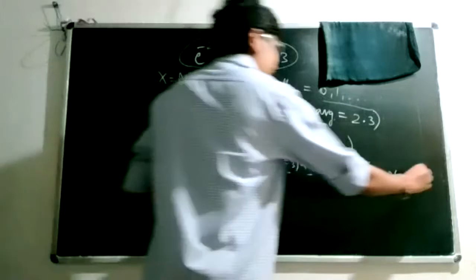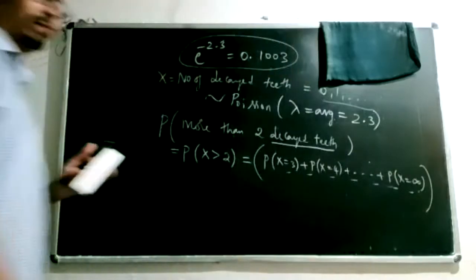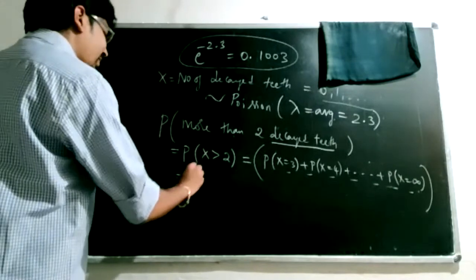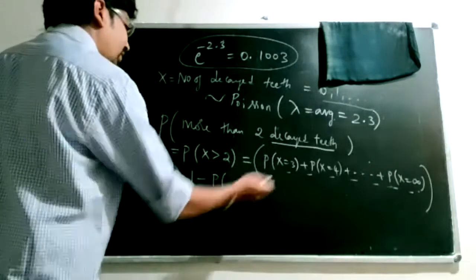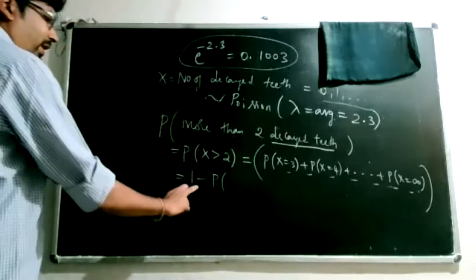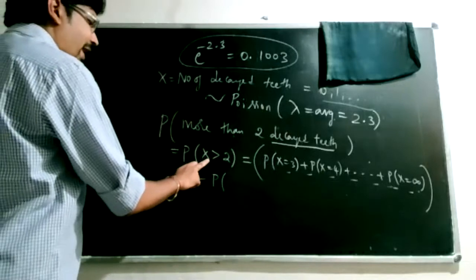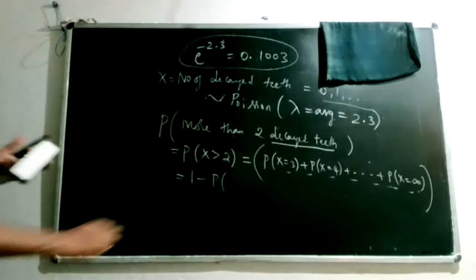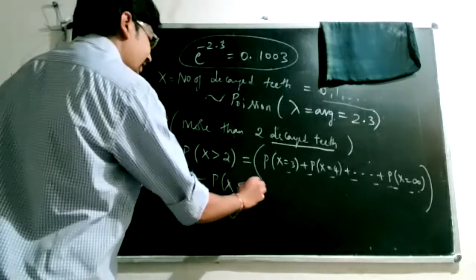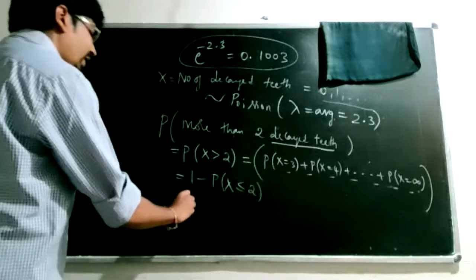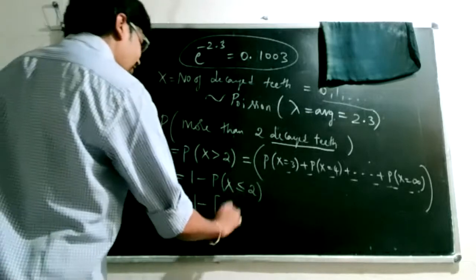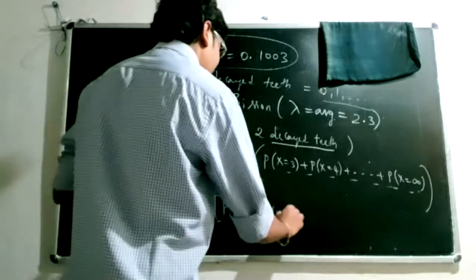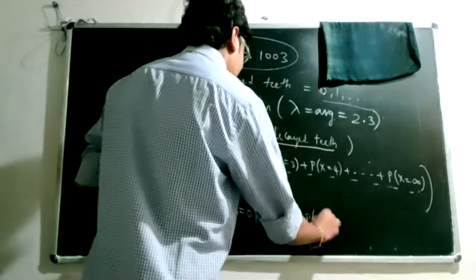probability. So what we use is the technique of the complementary event. So any event is always the same as the not happening of that event. And when you're talking about complementary, the happening probability is 1 minus the not happening. So this becomes 1 minus the probability of x less than or equal to 2. And the values for less than or equal to 2 are x equal to 0, x equal to 1, and x equal to 2.